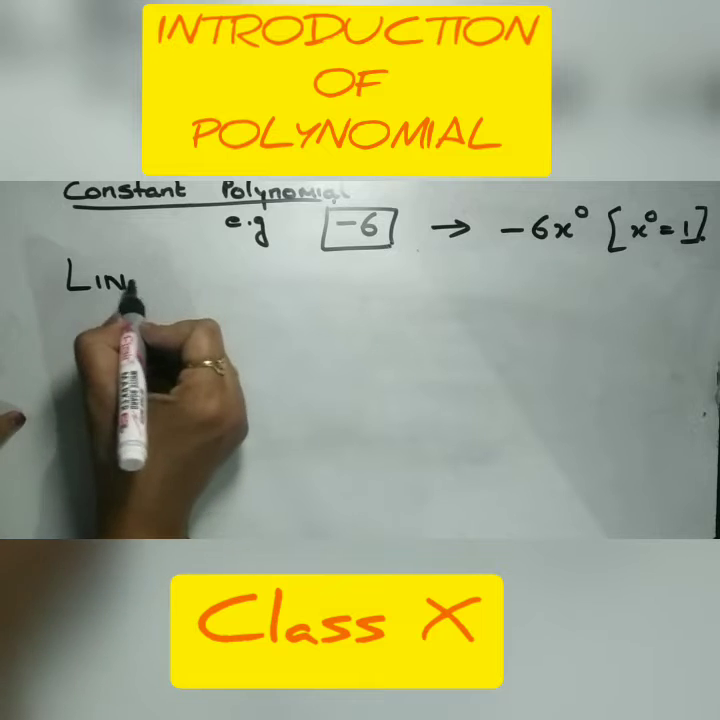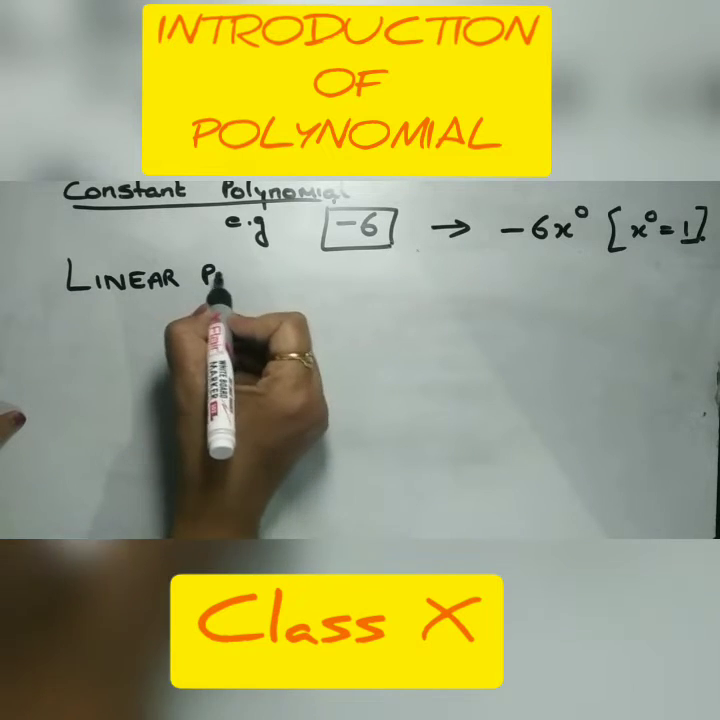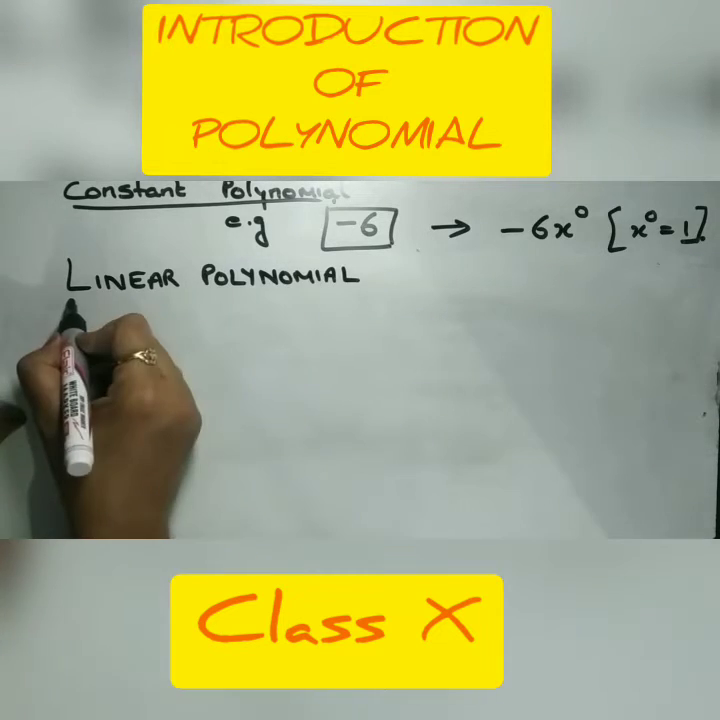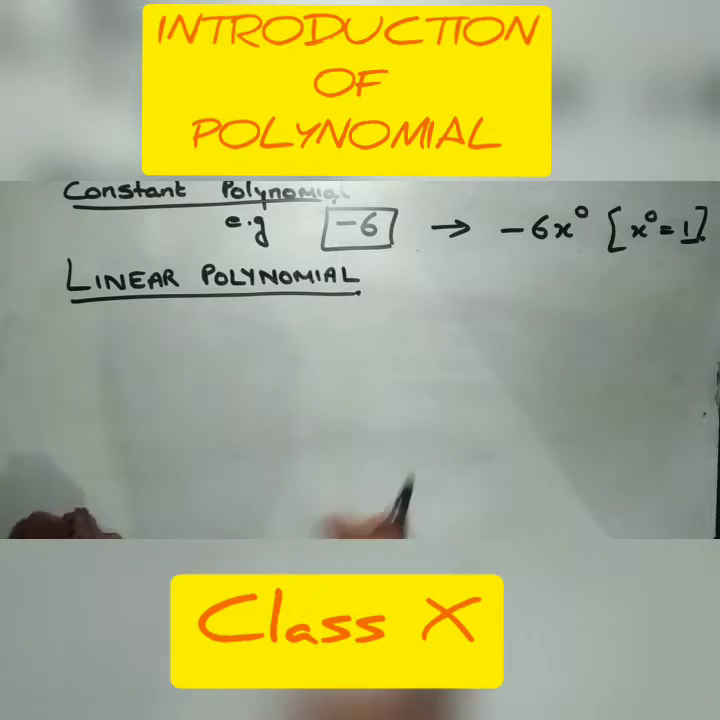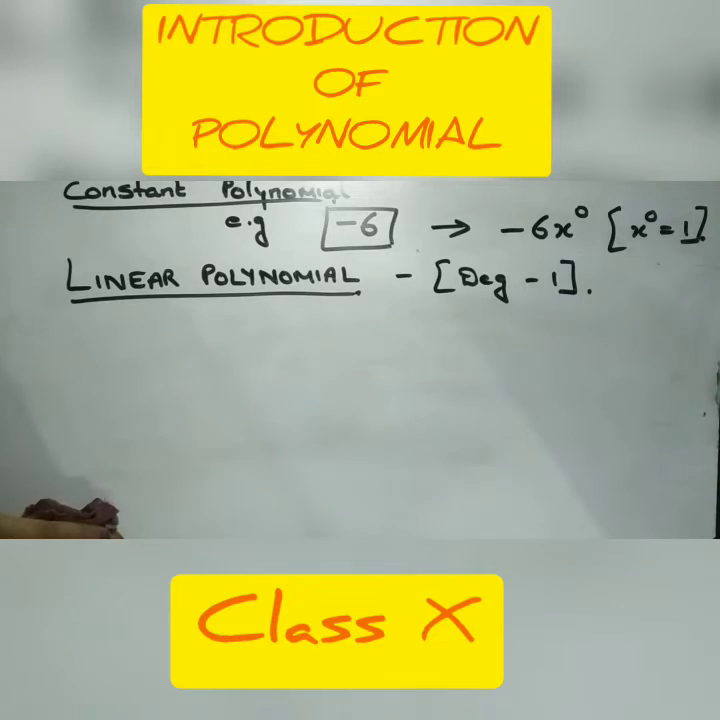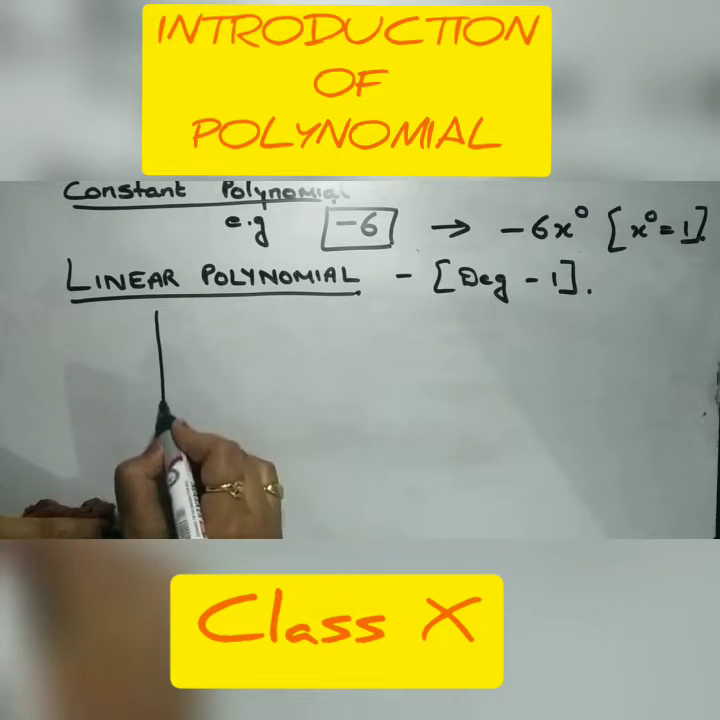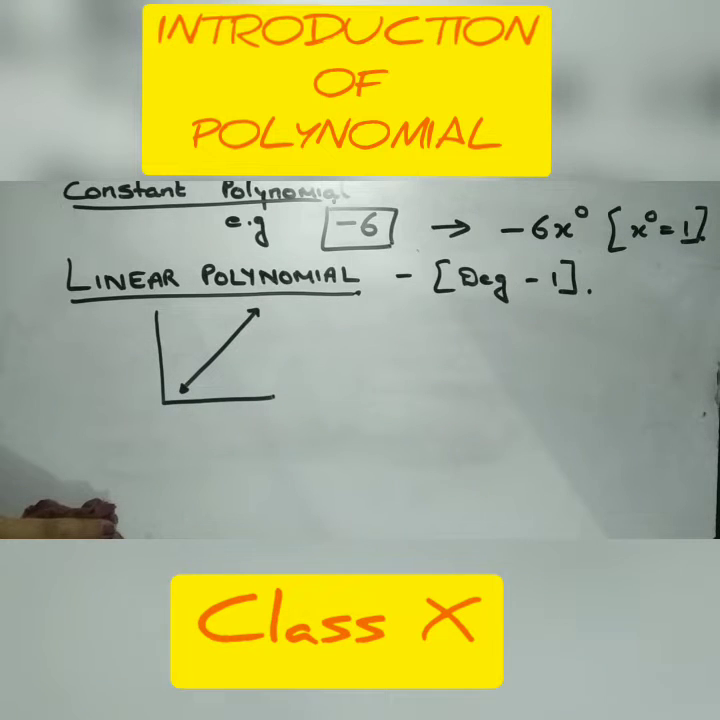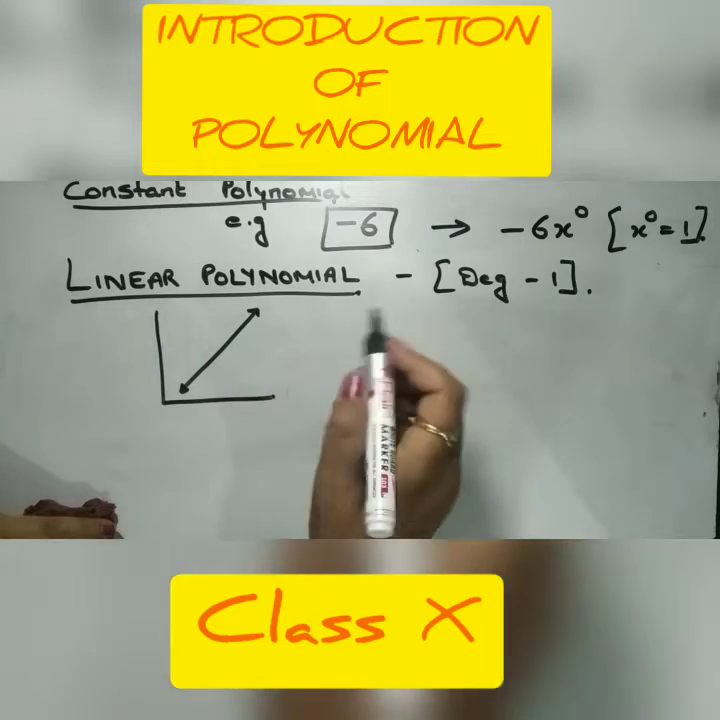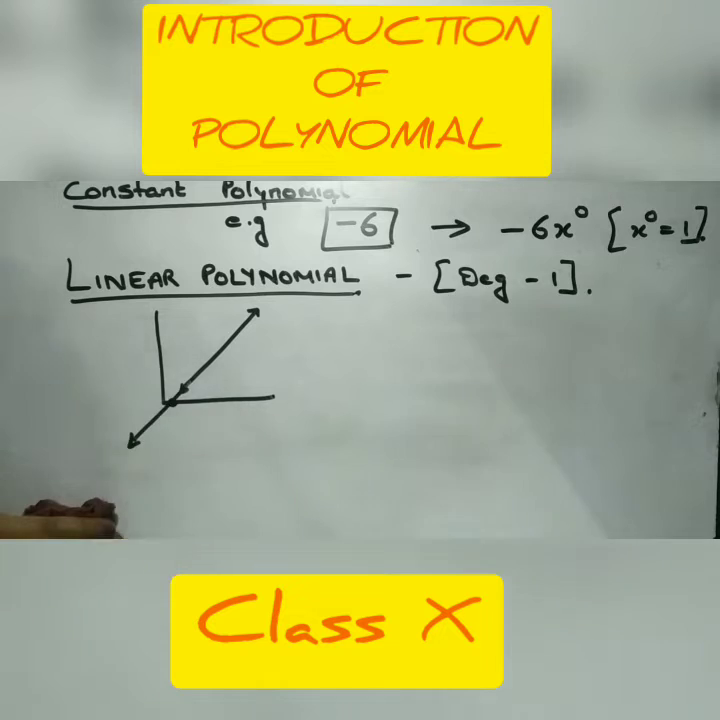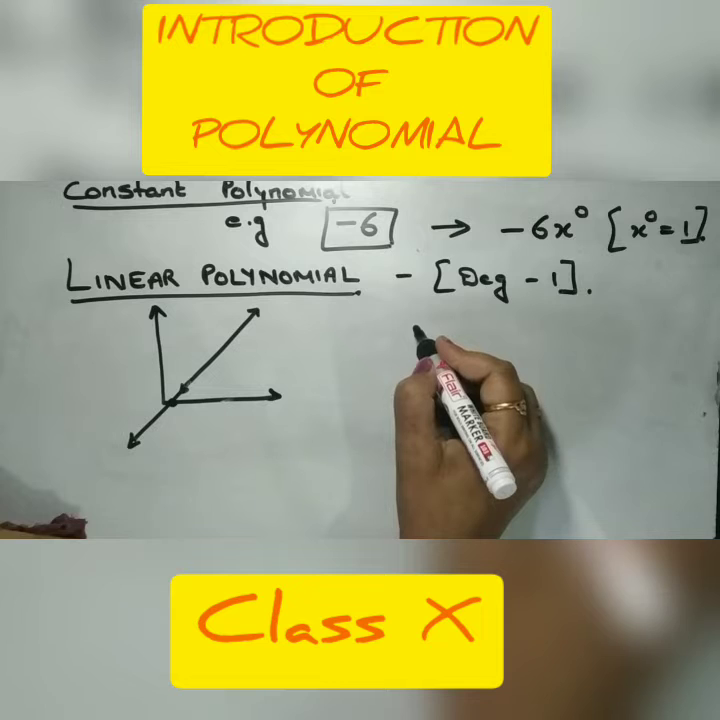Class, let us come once again to linear polynomial. Let me tell you the graph. What is linear polynomial? It is a polynomial of degree 1. And the graph of this polynomial is a straight line. Always a straight line. It will cut the x-axis at 1 point. This is called the linear polynomial. Next one is quadratic polynomial.